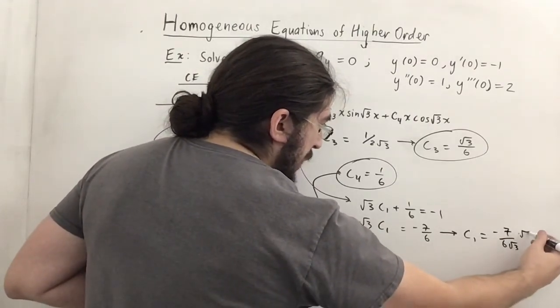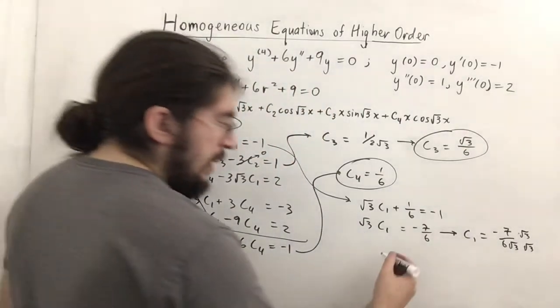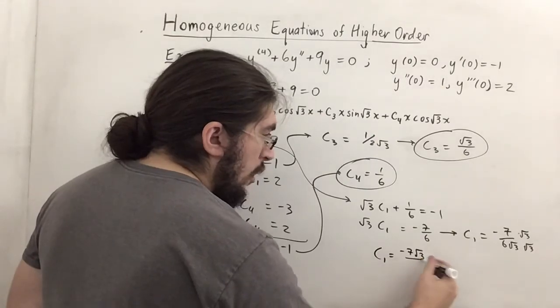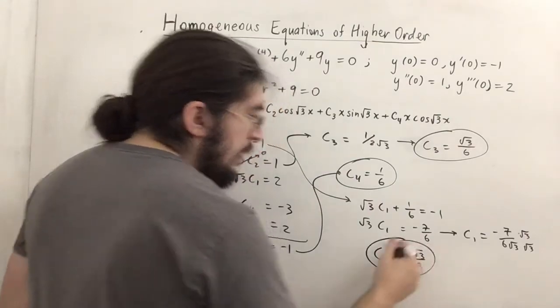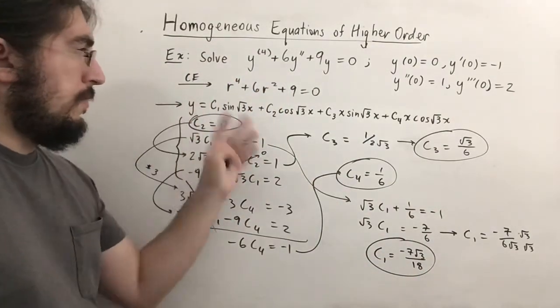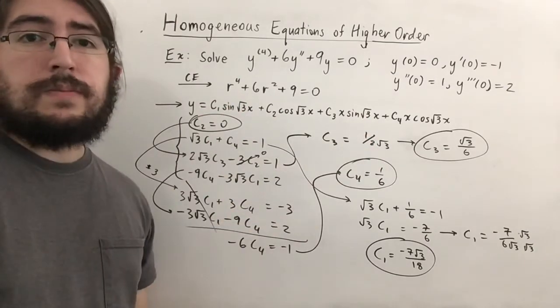And again, if you want to rationalize this, you can definitely do so. And you get C1 is equal to negative 7 radical 3 over, that's going to be 3 times 6, that's 18. Fantastic. So now I'm going to clean this up, erase everything, and then we'll replace C1, C2, C3, C4 with what we just found them to be.